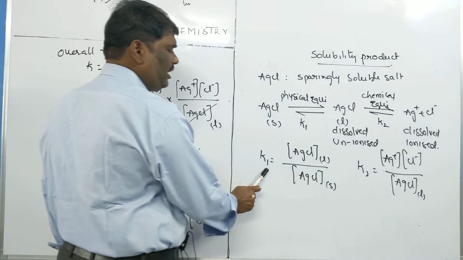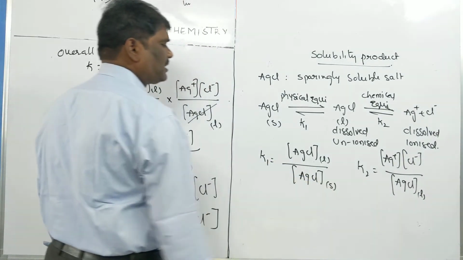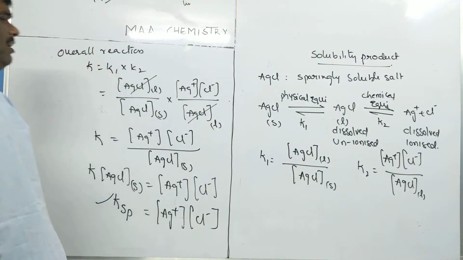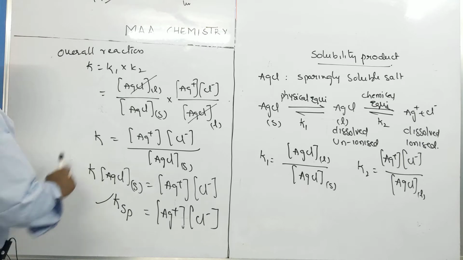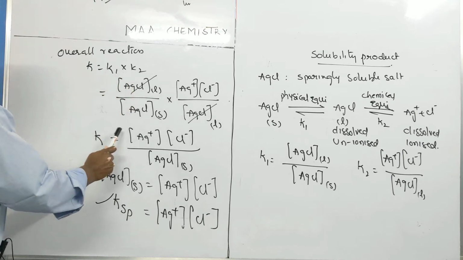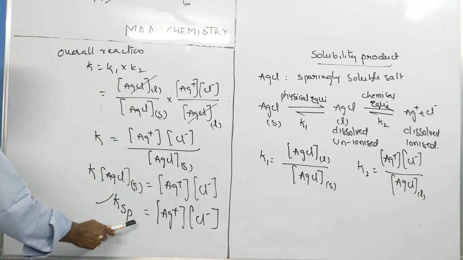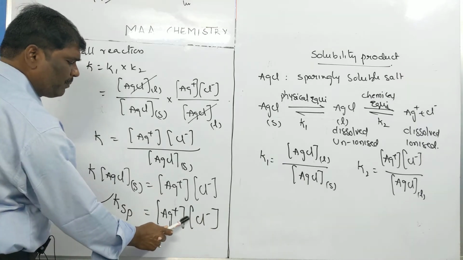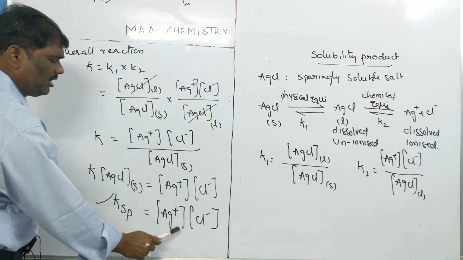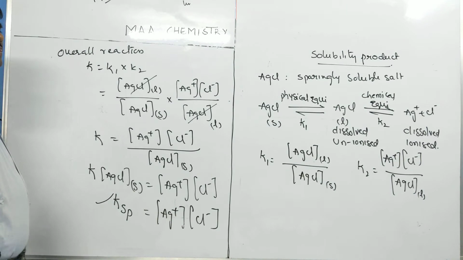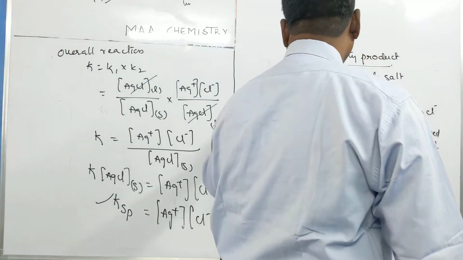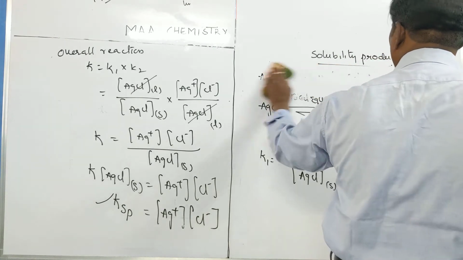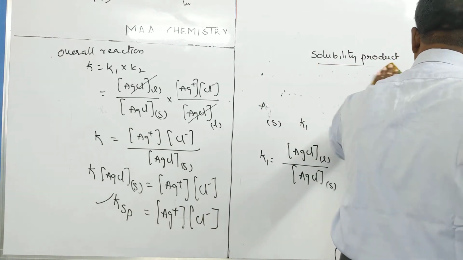Now we take the equilibrium constant for the two processes. Now adding the equations, we multiply the K values. So K is equal to K1 into K2. On simplification we get the solubility product as the product of the concentrations of the ions present in the solution. This is the formula for Ksp, the solubility product of a sparingly soluble salt.